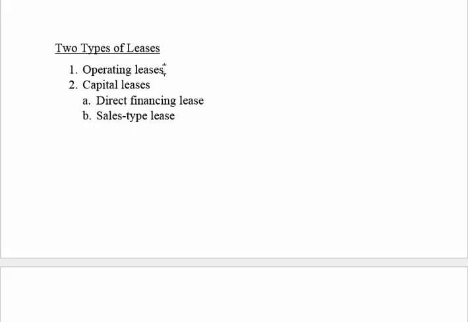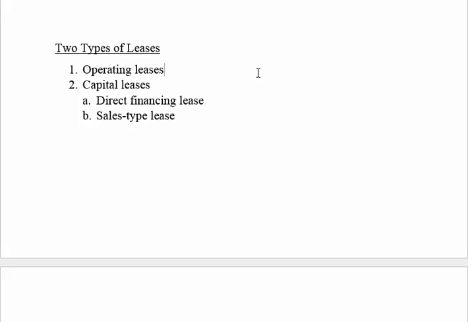The tenant pays rent, debits rent expense, credits cash. The landlord receives rent, they debit cash, credit rent revenue. Just a traditional leasing arrangement, right?